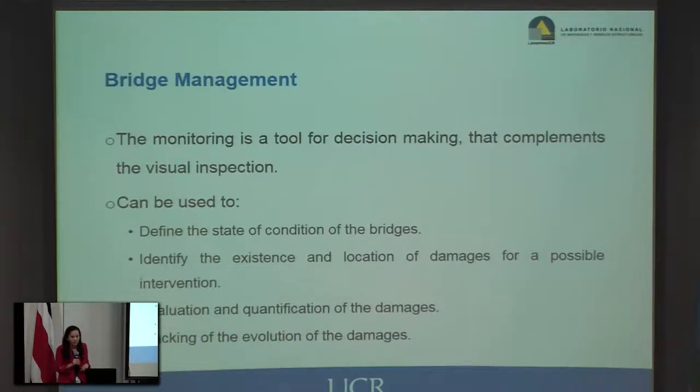In the context of bridge management, monitoring is a tool for decision making that complements the visual inspection. It can be used to define the state of condition of bridges, identify the existence and location of damages for a possible intervention, evaluate and quantify the damages, and track the evolution of the damages.